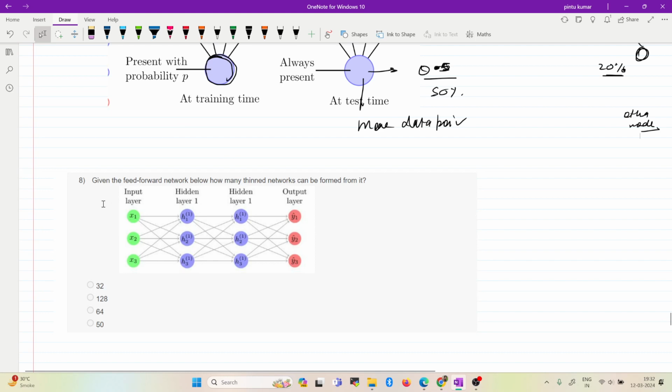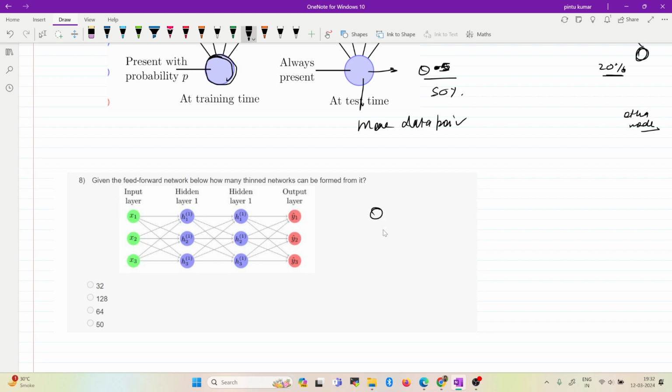I think you have a similar question in your assignment. You are given a feed-forward neural network below. How many thinned networks can be obtained from it? What I mean by a thinned network is that you drop out some nodes, and you obtain a smaller network.